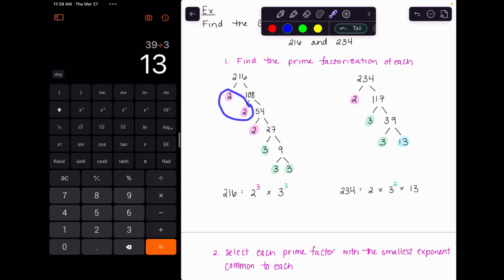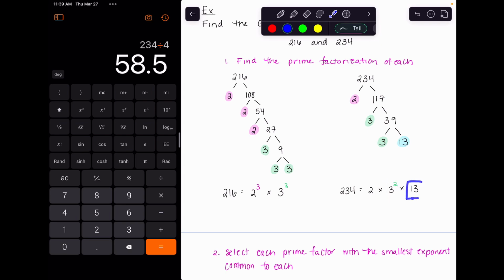So there's no way I can divide 234 by 4 because I don't have two 2s on this side. Just to show you, if you take 234 and divide it by 4, you do not get a nice value. So I only get one single 2 in my greatest common divisor. And then, comparing the 3s, I pick the smallest number of them. So really only two 3s will be in my greatest common divisor.